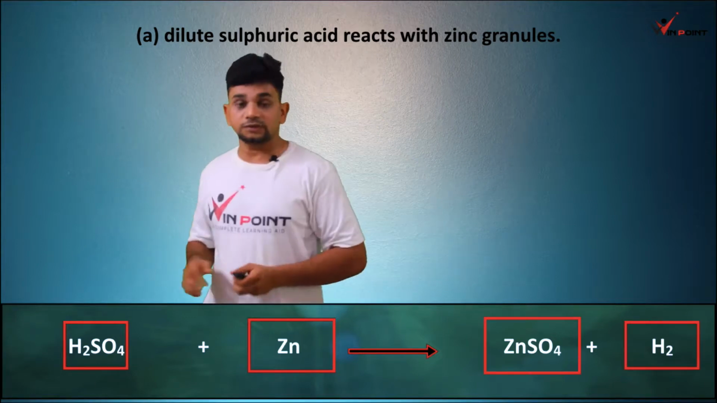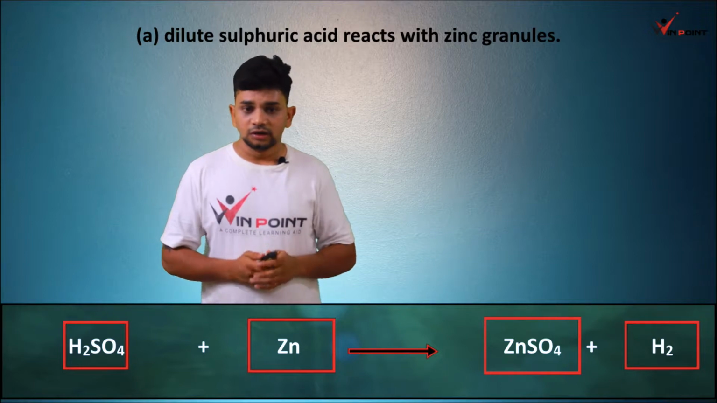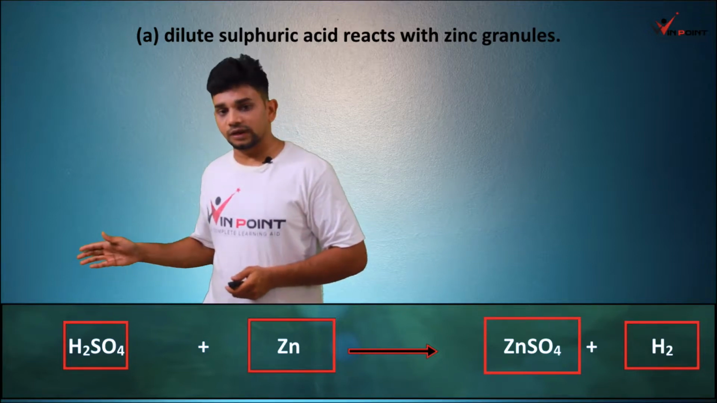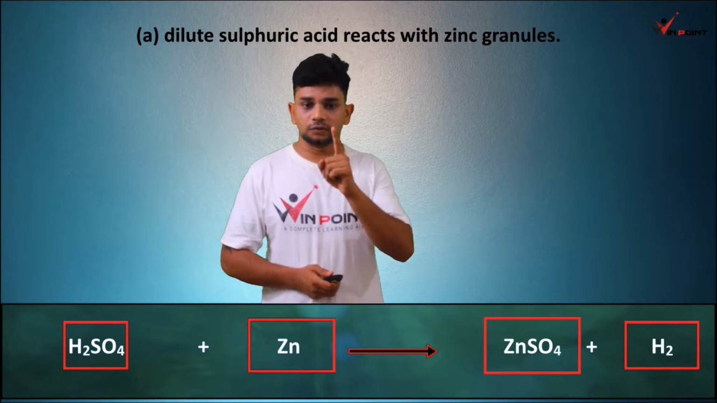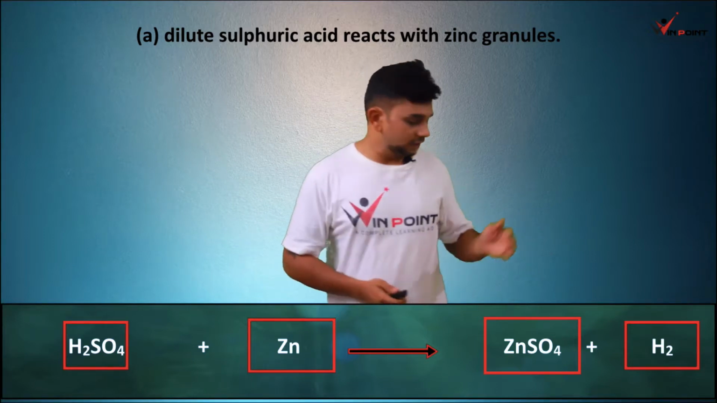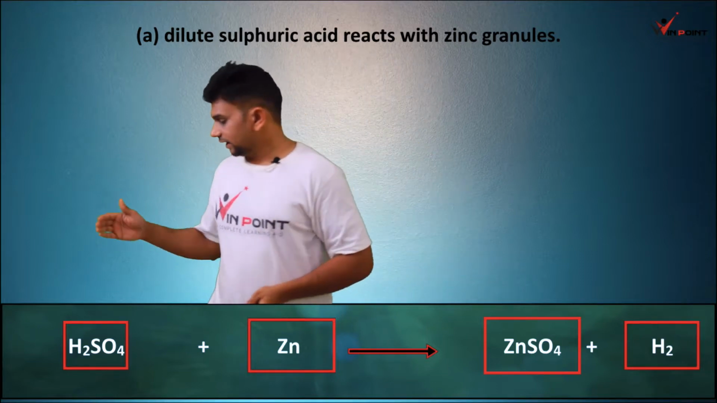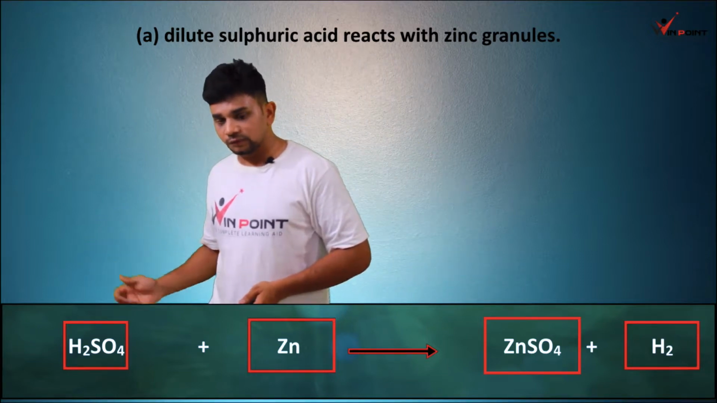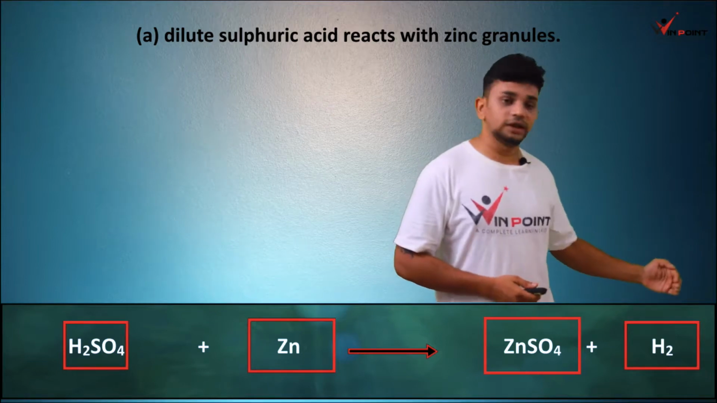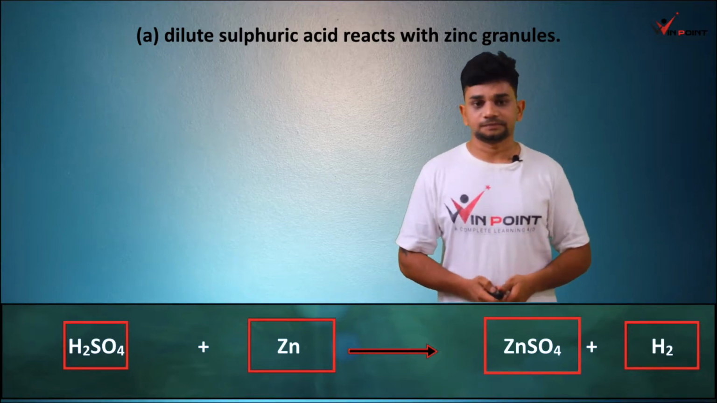After making the boxes, first we can count the number of SO4. We are considering SO4 as a group. Here there is H2SO4, which means only one SO4. Here ZnSO4, one SO4. ZnSO4 means one zinc, one Zn, balanced. H2SO4 means two hydrogen. Here it is H2, which means two hydrogen. So it is a balanced equation.